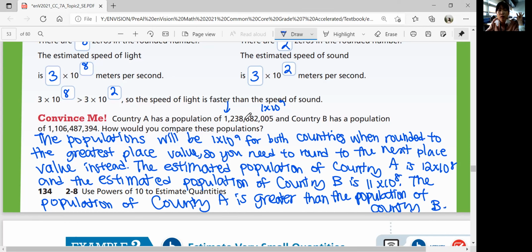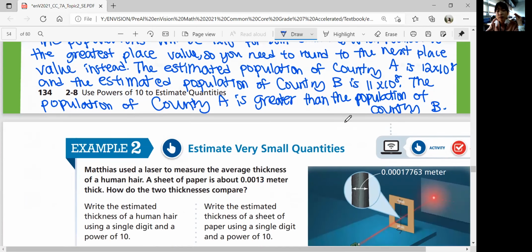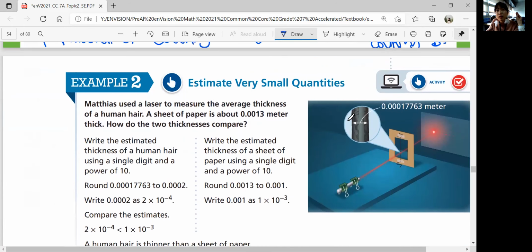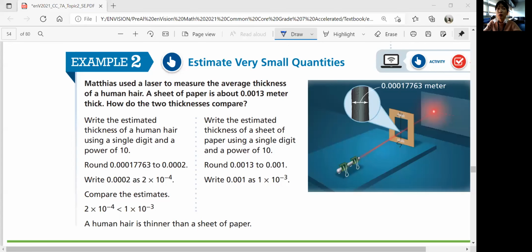Okay, let's look at example 2. Estimate very small quantities. Matthias used a laser to measure the average thickness of a human hair. A sheet of paper is about 0.0013 meters thick. How do the two thicknesses compare? All right, write the estimated thickness of a human hair using a single digit and a power of 10.